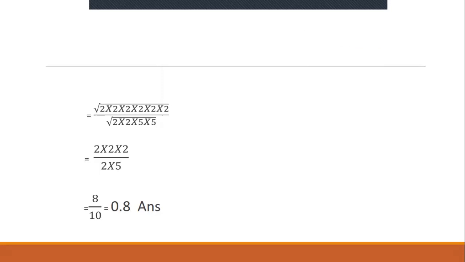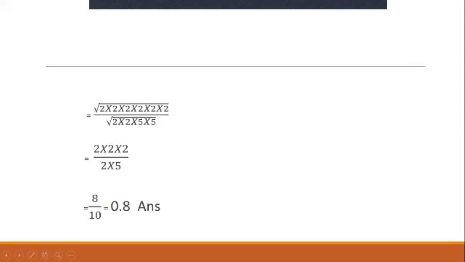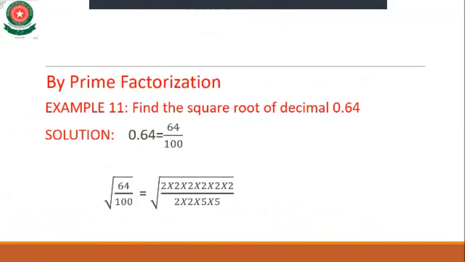We do a square root of a decimal. This is the method to find the square root of a decimal by using the prime factorization method. In the prime factorization method, first of all, you will make pairs. I will repeat again: 0.64 is equal to 64 by 100.